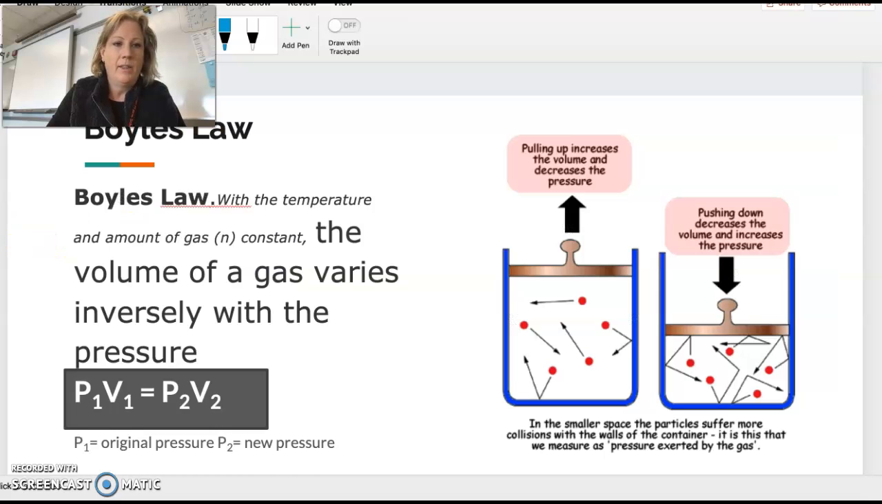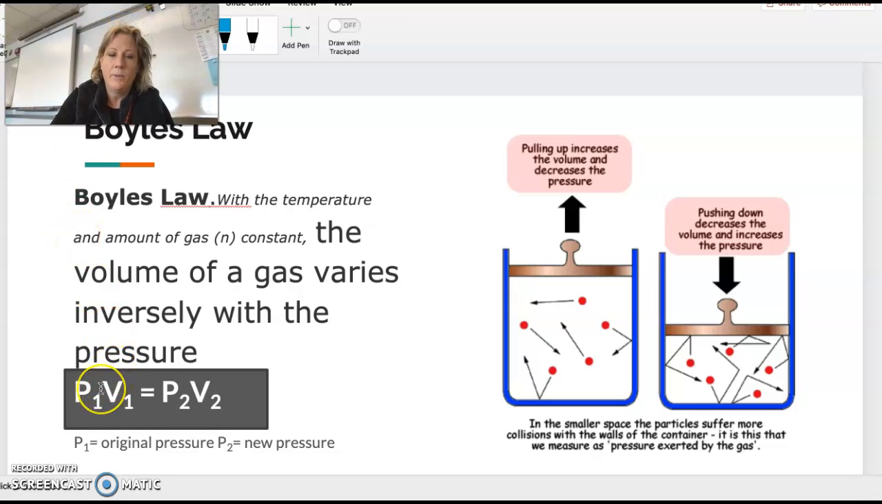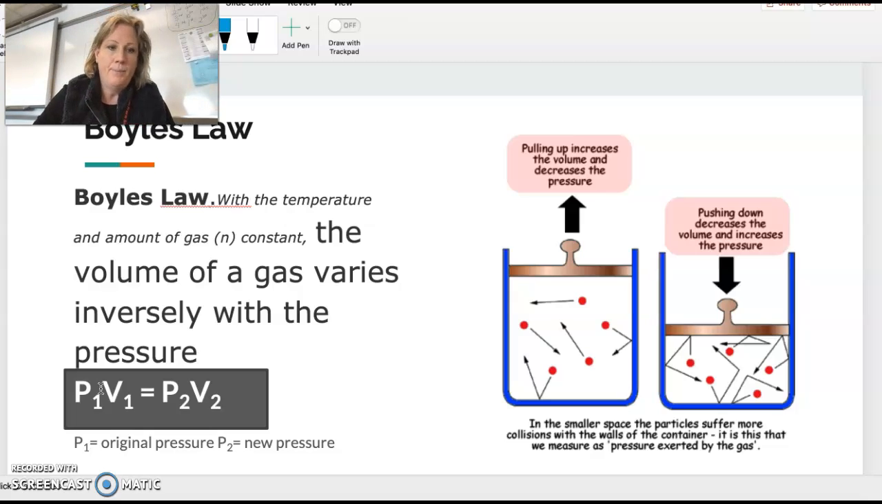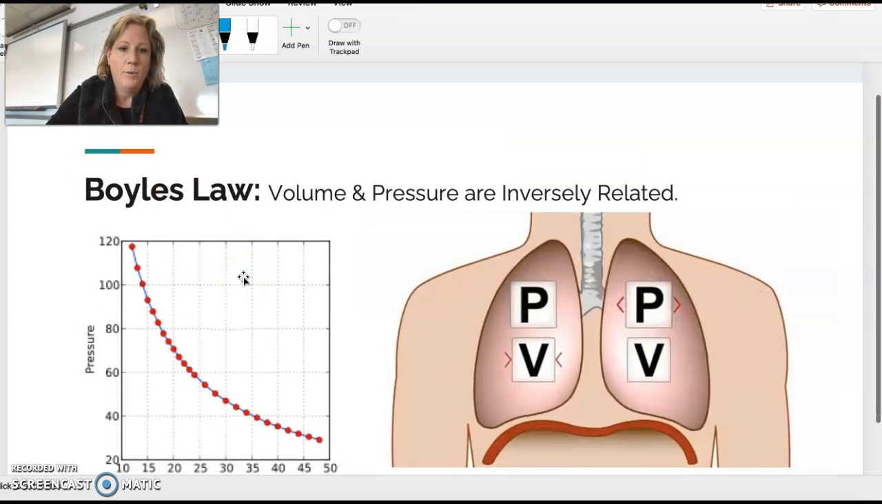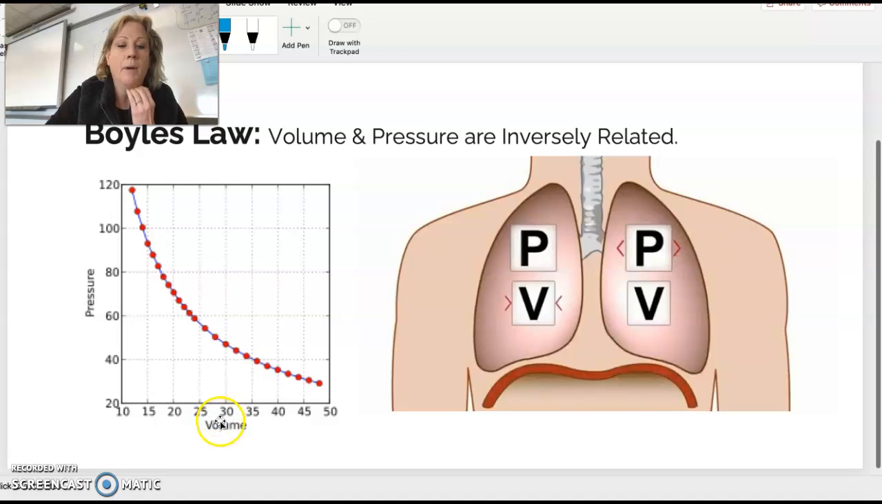So we'll start with Boyle's gas law. Boyle's law is dealing with pressure and volume, and they are inversely related to each other. So as pressure goes up, volume goes down. And when we graph it, if we put volume on the x and pressure on the y, you'll see this inverse relationship. Our lungs, as we increase the volume in our lungs, that causes the pressure to decrease, and vice versa.